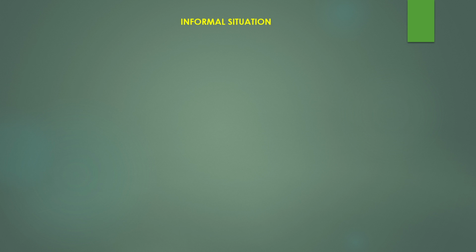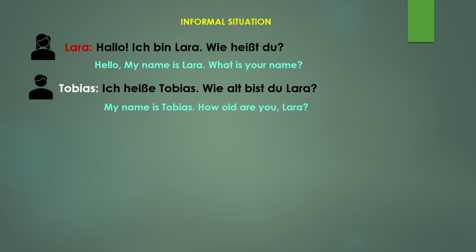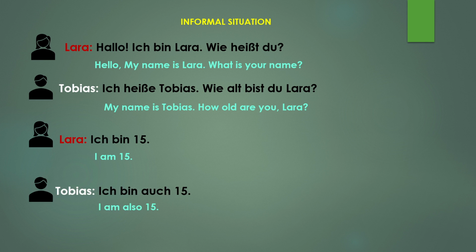Now in informal situation. Hallo, ich bin Lara. Wie heißt du? Hello, my name is Lara. What is your name? Ich heiße Tobias. Wie alt bist du, Lara? My name is Tobias. How old are you, Lara? Ich bin 15. I am 15. Ich bin auch 15. I'm also 15.